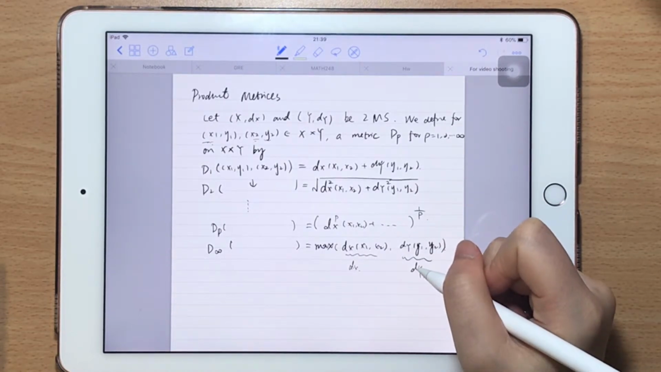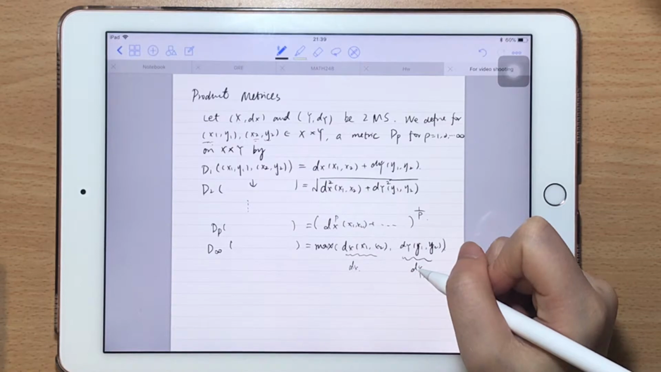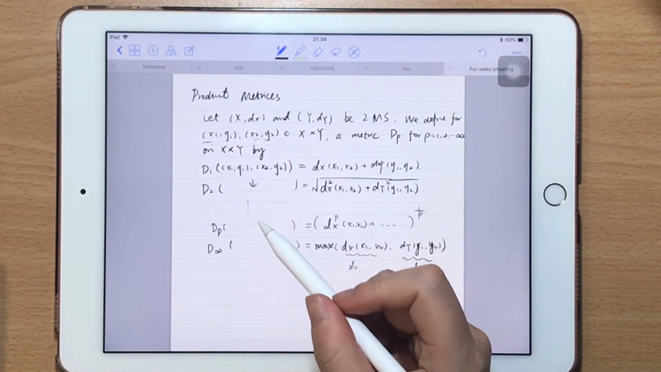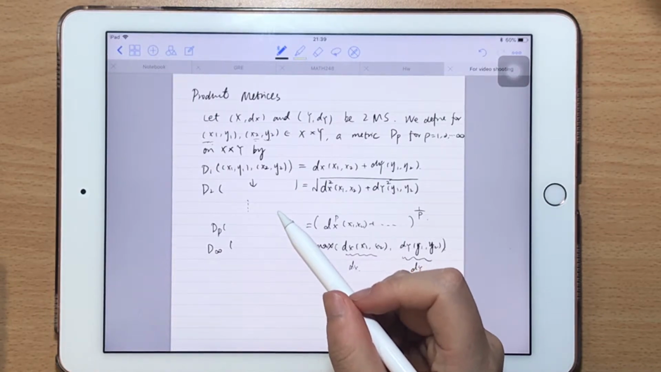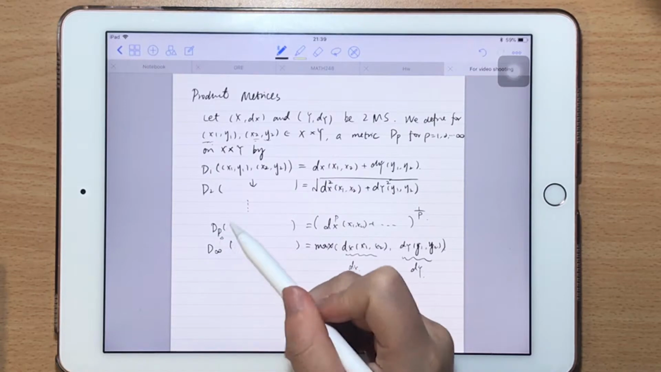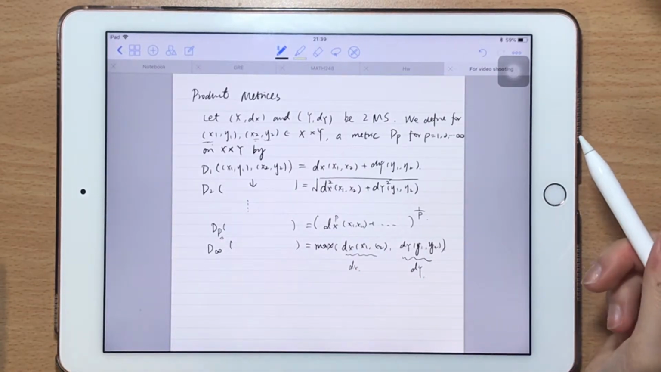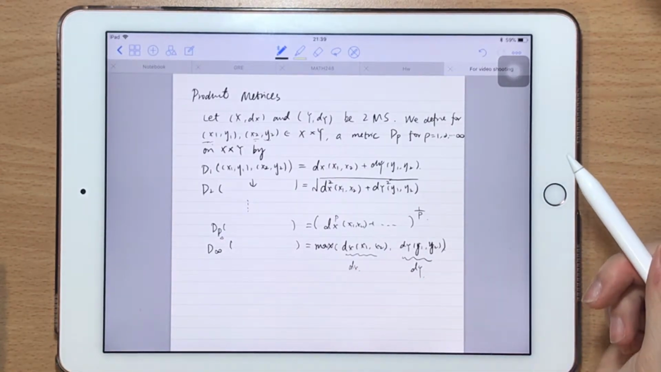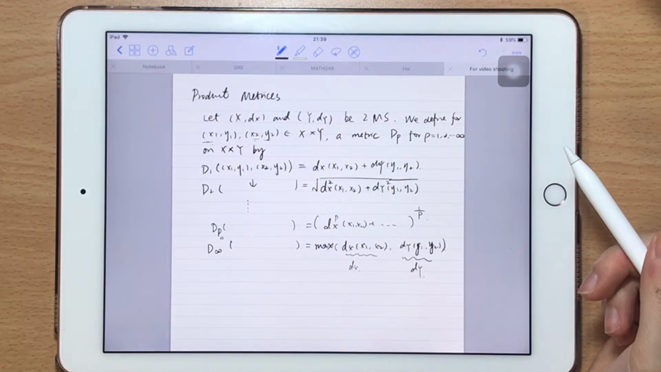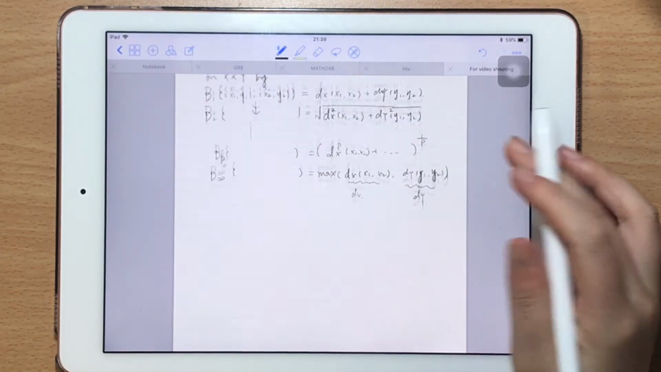And after that, you have to calculate capital D, and capital D with respect to the subscript p, right? So this is the product metric. And after introducing that, we are going to move forward to space of functions.